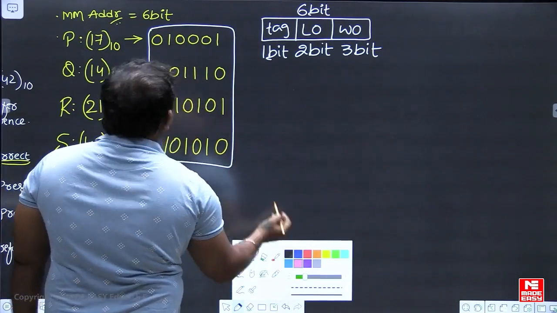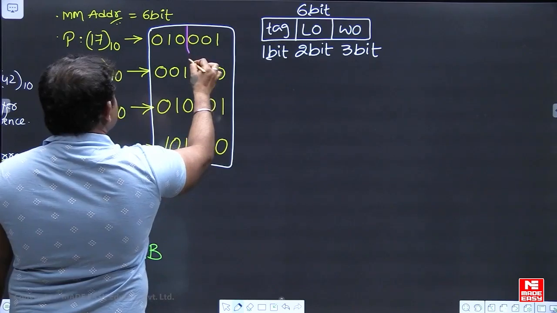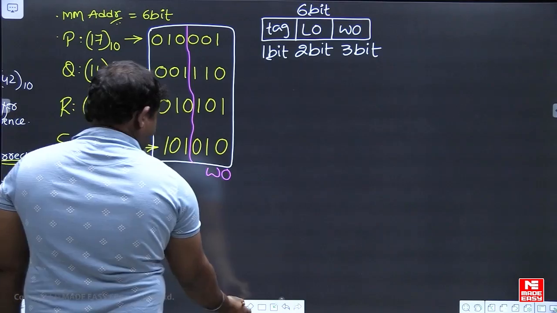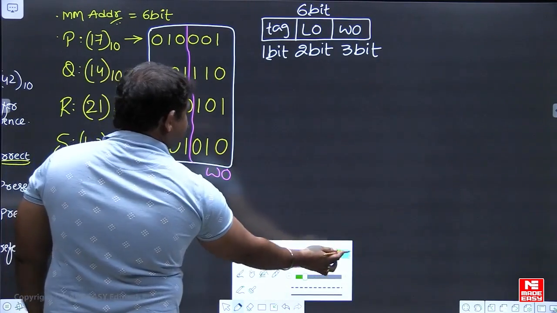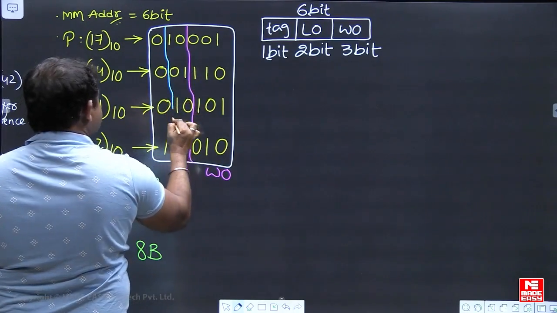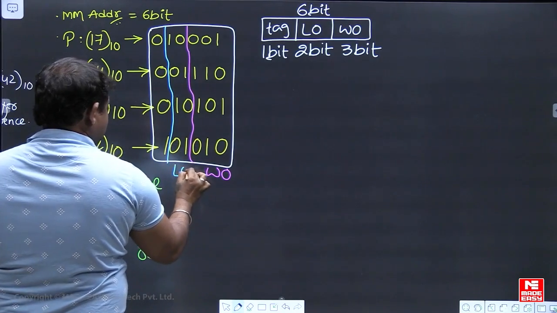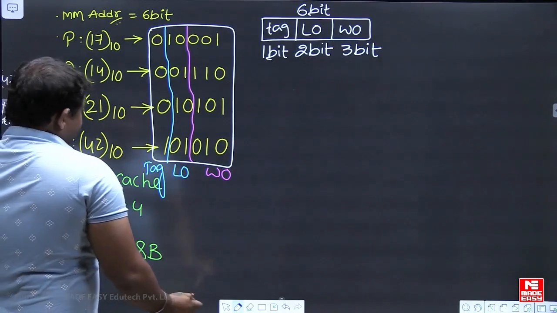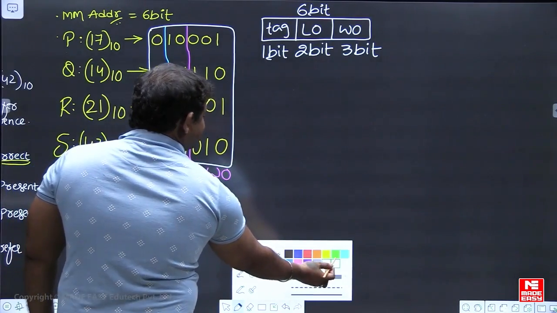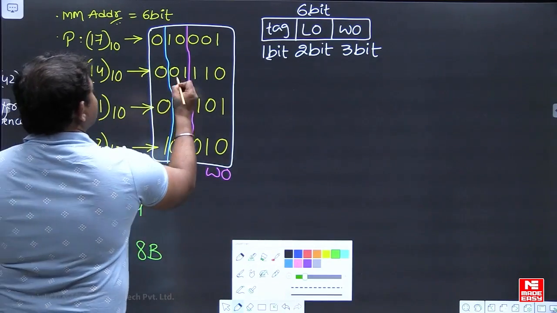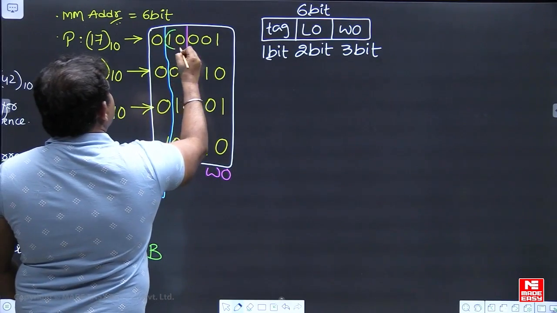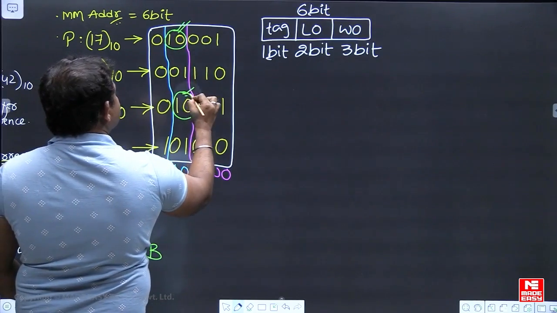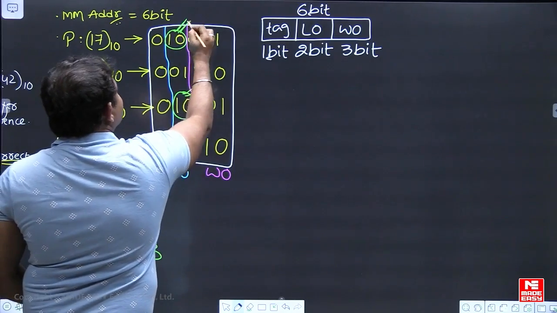In this interpretation, the last 3 bits indicate the word offset. The next 2 bits indicate the line offset, and the remaining bit is the tag. Now see this: when the tag is the same, see the line offset. This is line offset 10, line 2. So these two blocks are present in the same line.